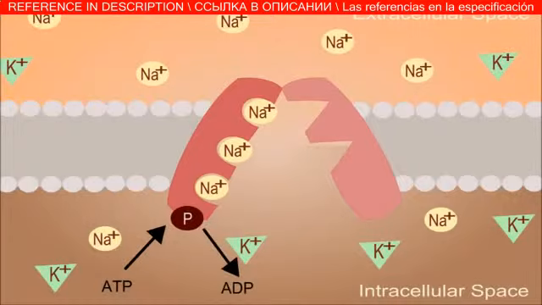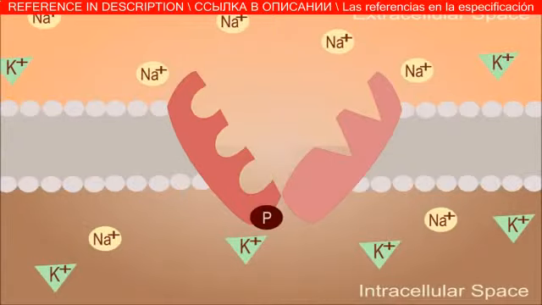The phosphate will stimulate the pump to change shape. The pump releases the sodium ions into the extracellular space. Now the shape of the pump allows potassium to bind, and 2 potassium ions will attach themselves to the pump.